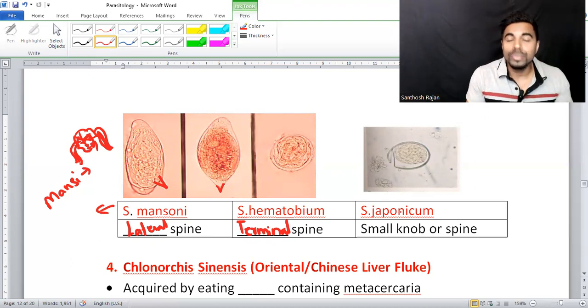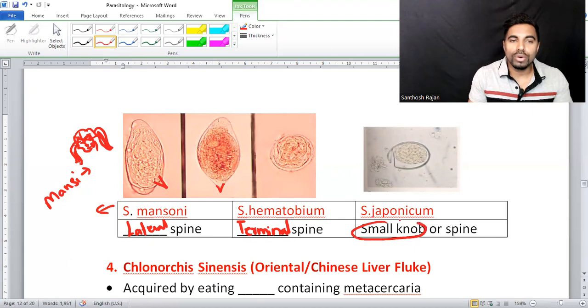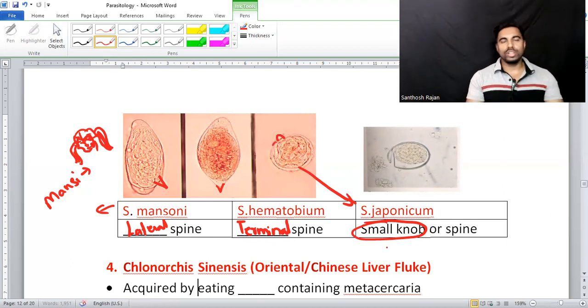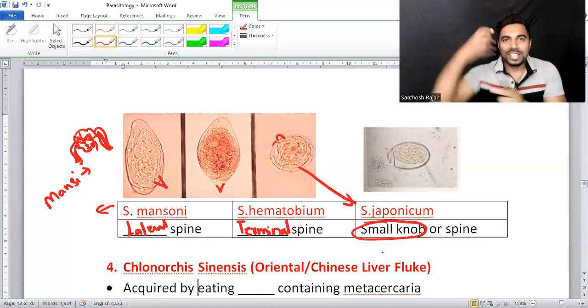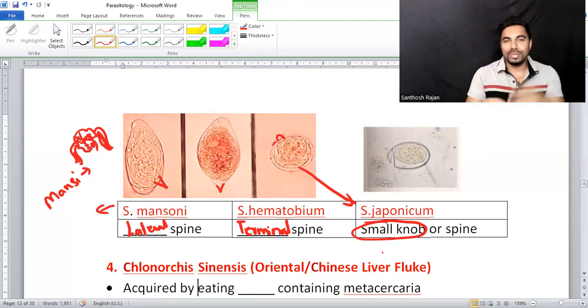Okay. And japonicum. Japanese have small noses. Remember, like Japanese have small noses. So a small knob with that. This is the one. You see here, there's a small knob. That is for japonicum. Small nose, small knob. Remember like that. Okay. And mansoni? Side ponytail. So she has a lateral spine. And for haematobium, it's a terminal spine. Terminal, urinary bladder, terminal.